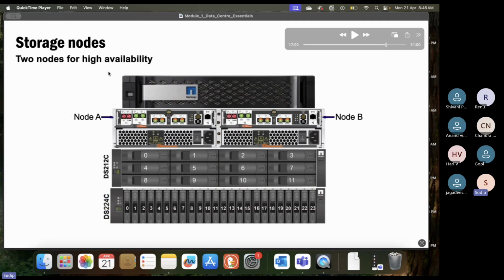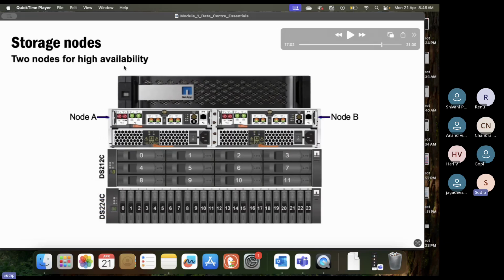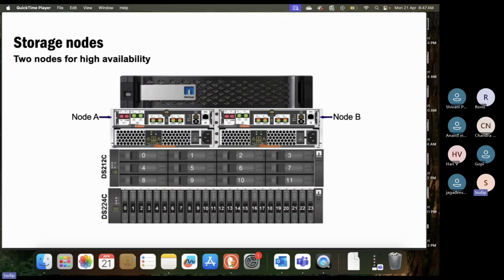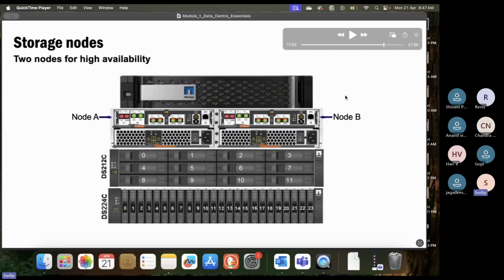If you look at the storage controller from the front, you will see what you're seeing in this first box here on the top. This is called a bezel. It is not an active component, by the way. It is just a fancy component. Without the bezel also the storage system will work perfectly.